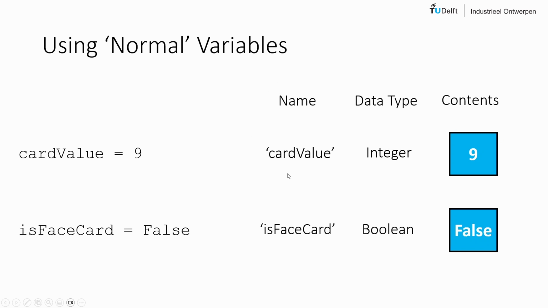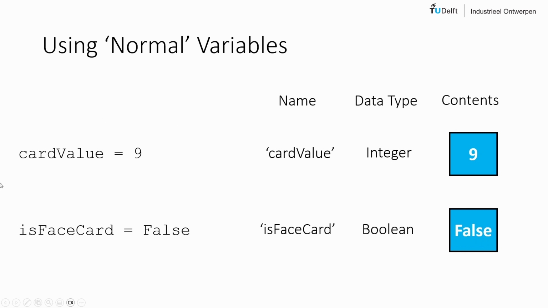Over here, let's have a little look. We've got three things for each of these. We've got the name of the variable, which is card value or is face card. Remember, I'm free to call those whatever I want, pretty much. Then, what type of data does this variable hold? Well, the first one is an integer, because it's a 9. It's a number with no decimal point. And the second one is a Boolean, true or false.